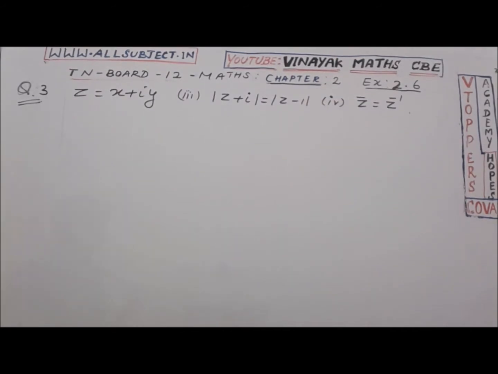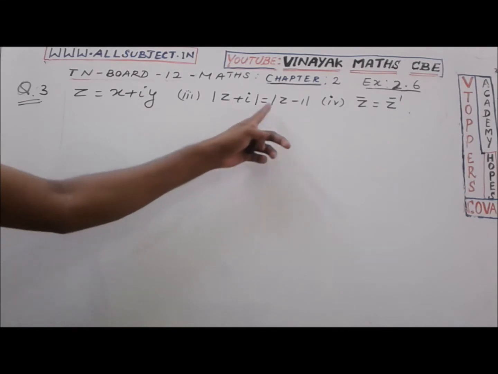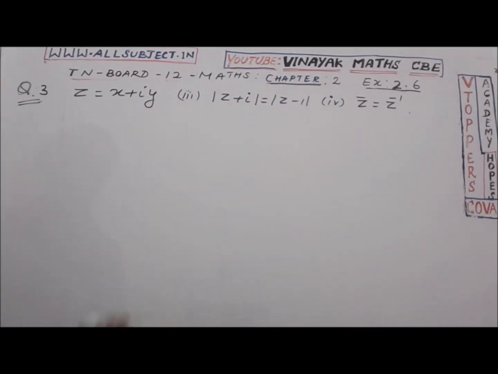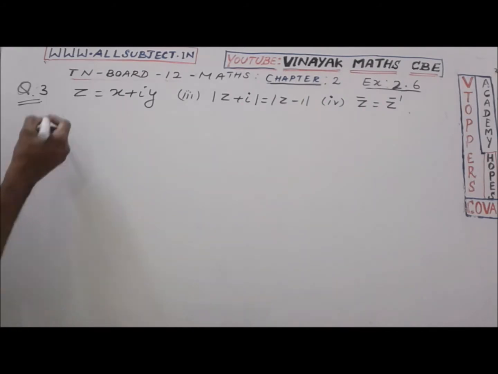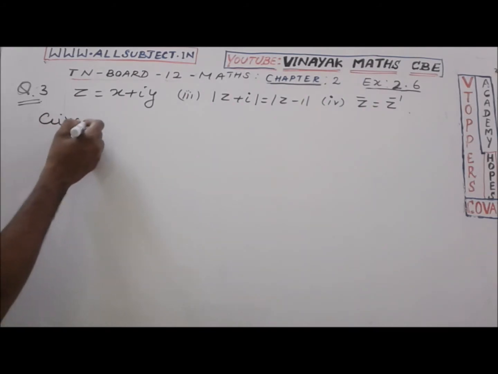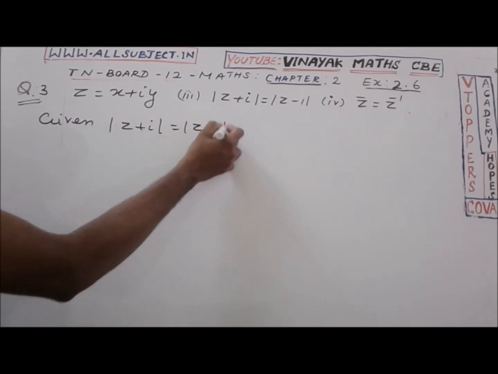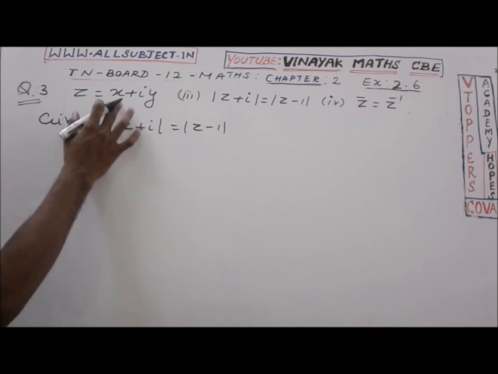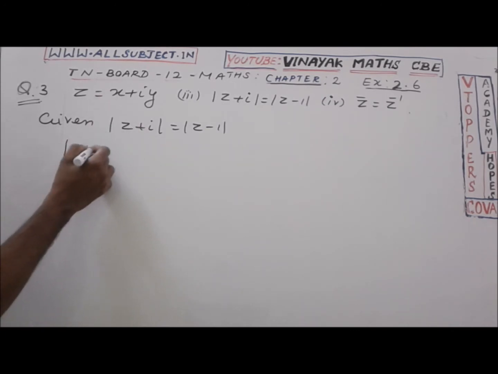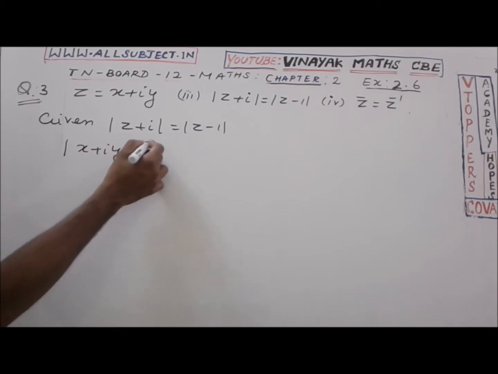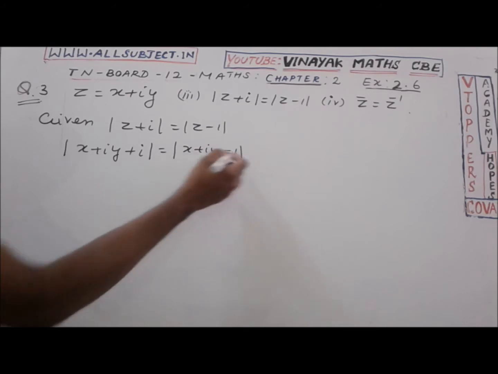Now subdivision number 3. Given modulus of z plus i equal to modulus of z minus 1, we should find its Cartesian equation when z equals x plus iy. Simple thing, just substitute z equal to x plus iy in it: modulus of x plus iy plus i equals modulus of x plus iy minus 1.